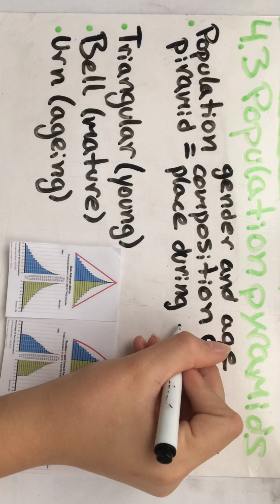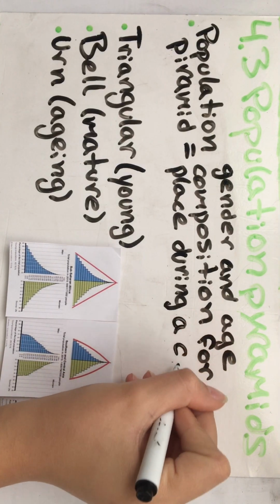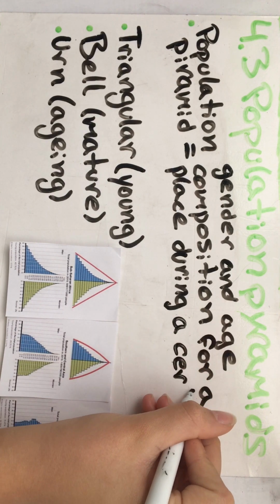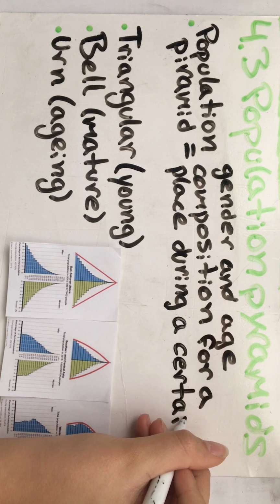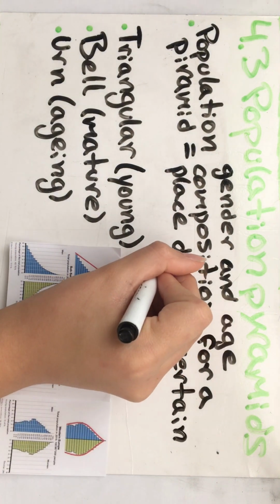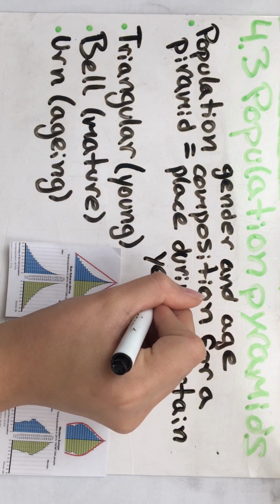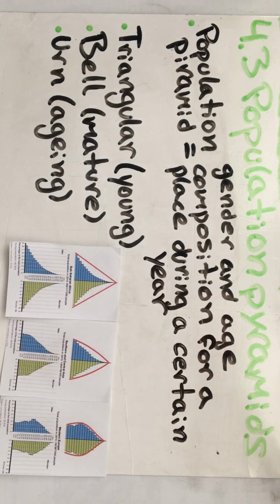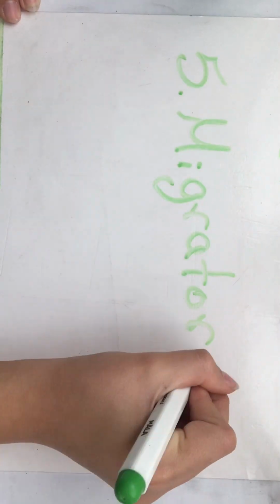4.3 Population pyramids. The gender and age composition for a place during a year is often represented as a graph in the form of a population pyramid. This reflects whether a population is young, mature, or aging, and its recent demographic history. 5. Migratory movements.